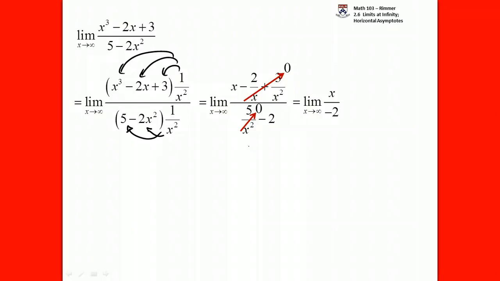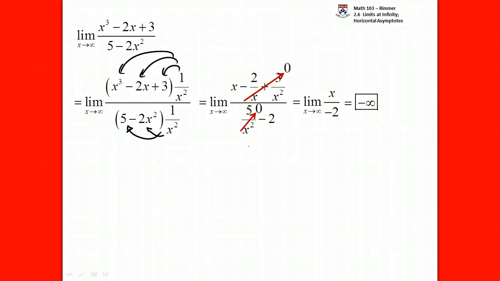This function will behave like x over negative 2 as x gets big. So you can't plug in infinity, but the bottom stays at negative 2 while the top gets very large. The result is negative and large, right? Negative infinity. If I take a huge number, a billion, I don't know, whatever a huge number is to you, and I divide it by negative 2, I'll have negative half of a billion. Negative is small. Okay. So anyway, it goes to negative infinity.